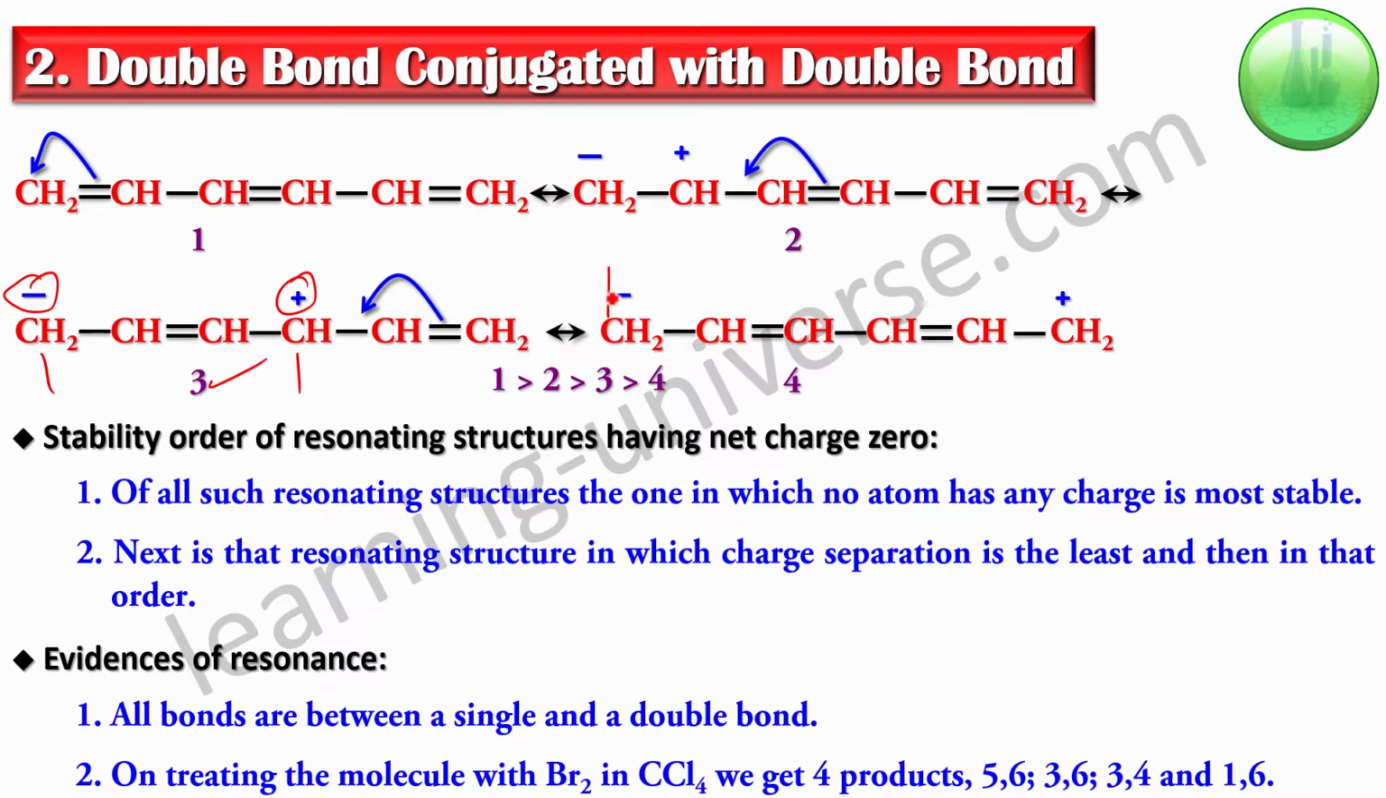Why do we get one bromine here and one bromine here? Because this is minus and this is plus. And as I said, Br plus and Br minus are formed and they attack the molecule. So I'm able to explain all the products only by using the contribution of 1, 2, 3 and 4.